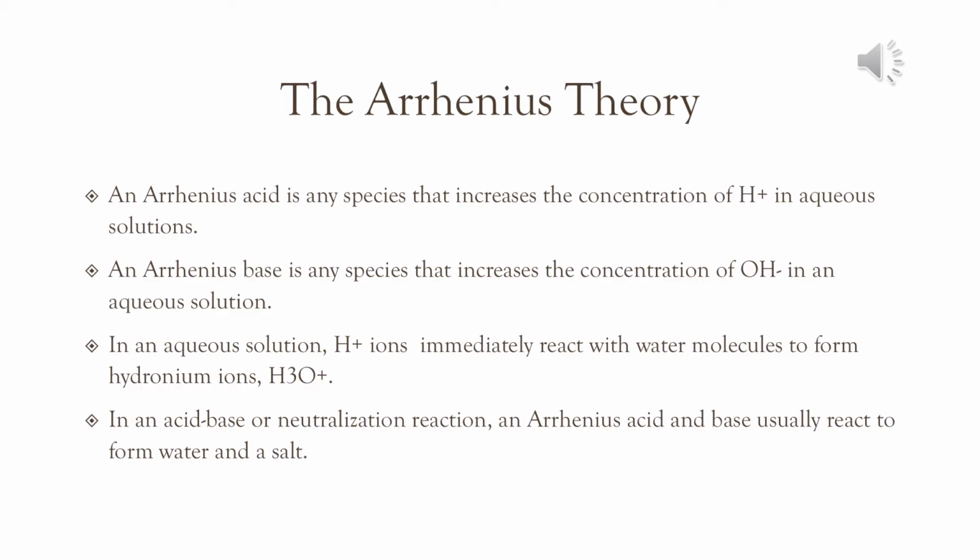Firstly, we will discuss the Arrhenius theory. An Arrhenius acid is any species that increases the concentration of H+ in aqueous solutions. An Arrhenius base is any species that increases the concentration of OH- in an aqueous solution. In an aqueous solution, H+ ions immediately react with water molecules to form hydronium ions, or H3O+. In an acid-base or neutral reaction, an Arrhenius acid and base usually react to form water and a salt.